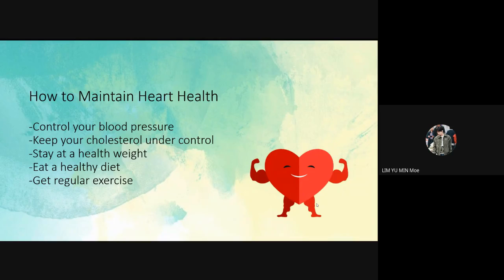Next, stay at a healthy weight. Being overweight or having obesity can increase your risk for heart disease. This is mostly because they are linked to other heart disease risk factors, including high blood pressure and diabetes. Lastly, eat a healthy diet and get regular exercise. Try to limit saturated fats and foods high in sodium. Eat plenty of fresh fruits, vegetables, and whole grains. We also need to exercise, strengthening our heart and improving our circulation. All of this can lower your risk of heart disease.